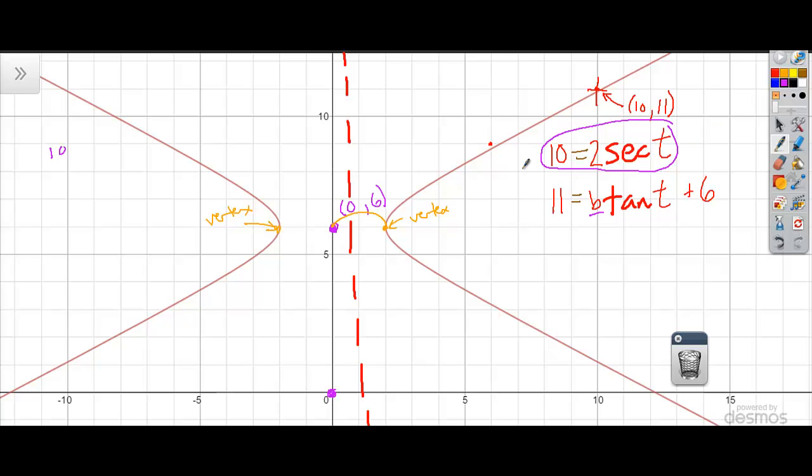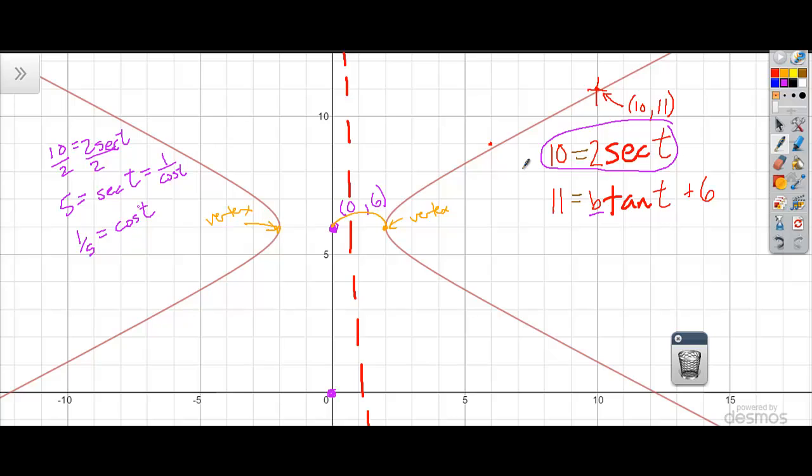So we'll say 10 equals 2 secant t, and therefore if I divide both sides by 2, I have 5 equals secant of t. Okay, so far so good. Now remember that secant is 1 over the cosine of t here, right? Secant is the reciprocal of cosine. So if I get the reciprocal of 5, I will get cosine itself, right?